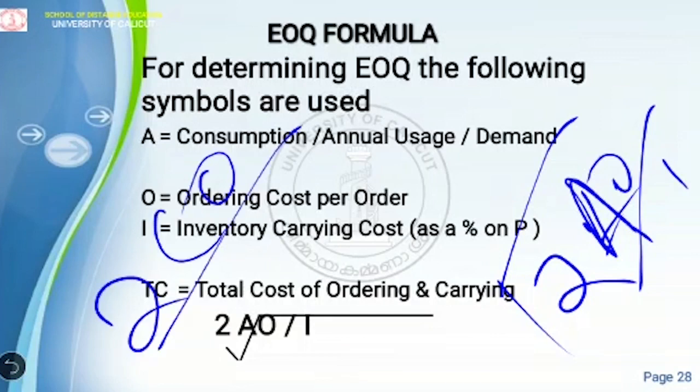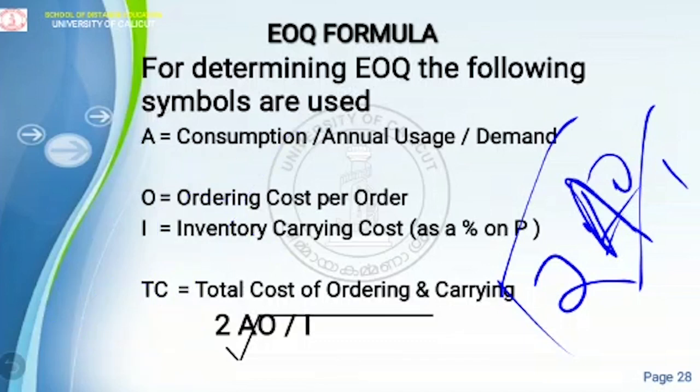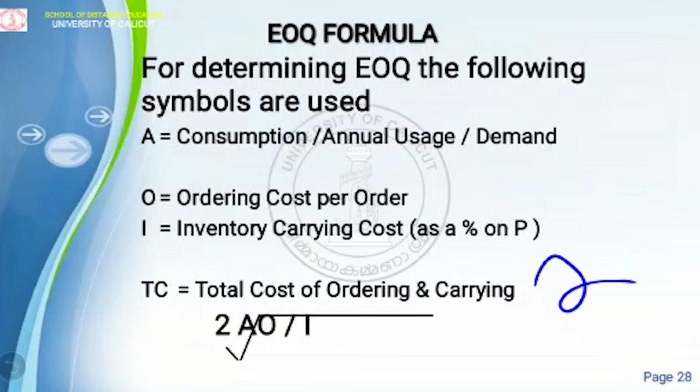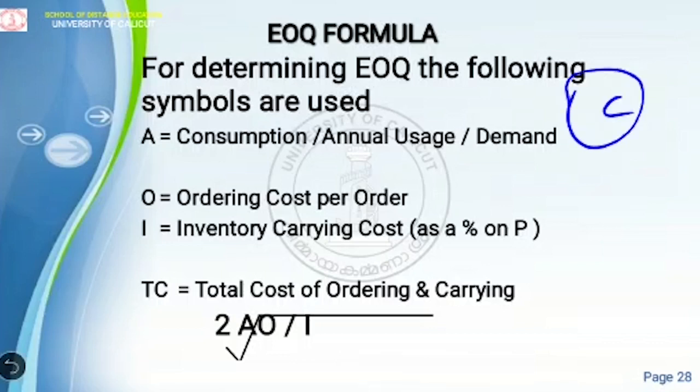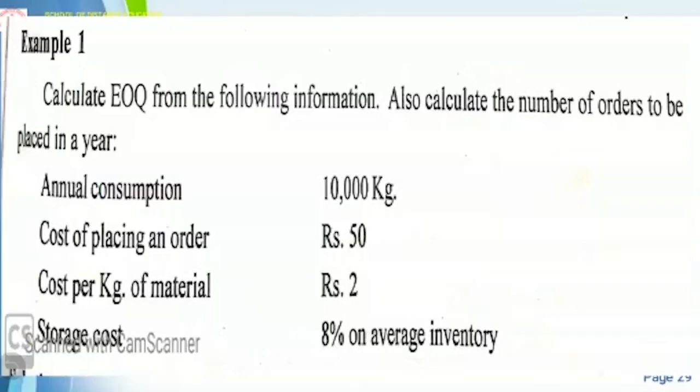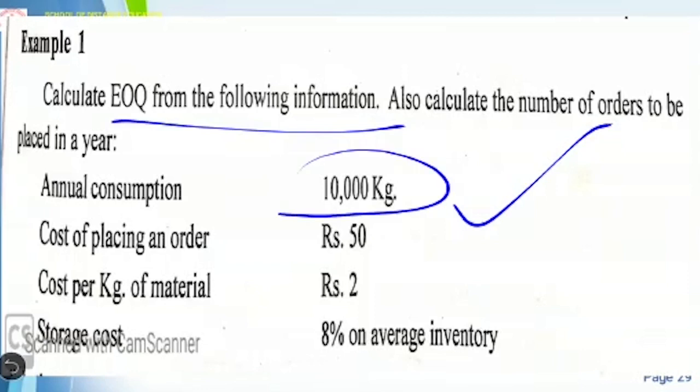Let's see the EOQ formula. The formula is the square root of 2AO by I. In some books it may be given as 2CO by I; both are the same. A, or sometimes C in your book, means consumption or annual usage or demand of the material. O is the ordering cost per order. I is the inventory carrying cost, shown as a percentage. Then TC is the total cost of ordering. So this is your formula. Let us see a question.